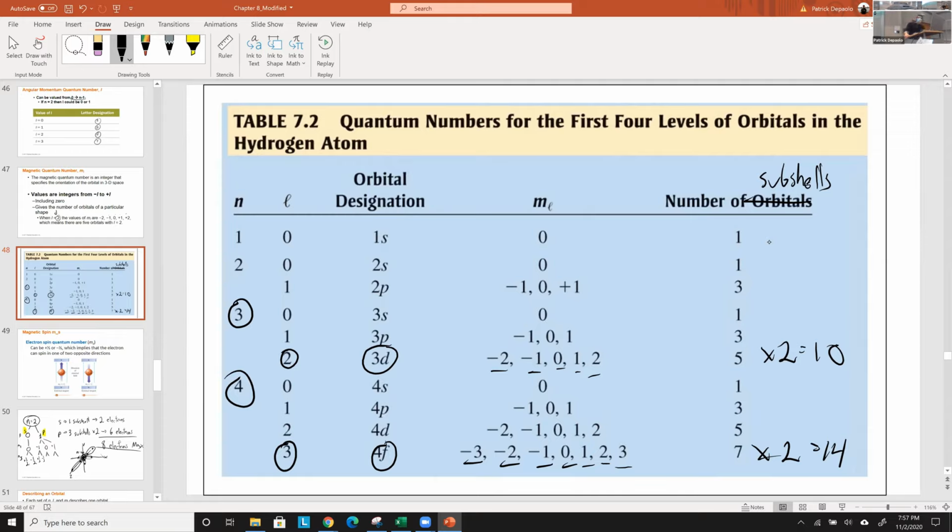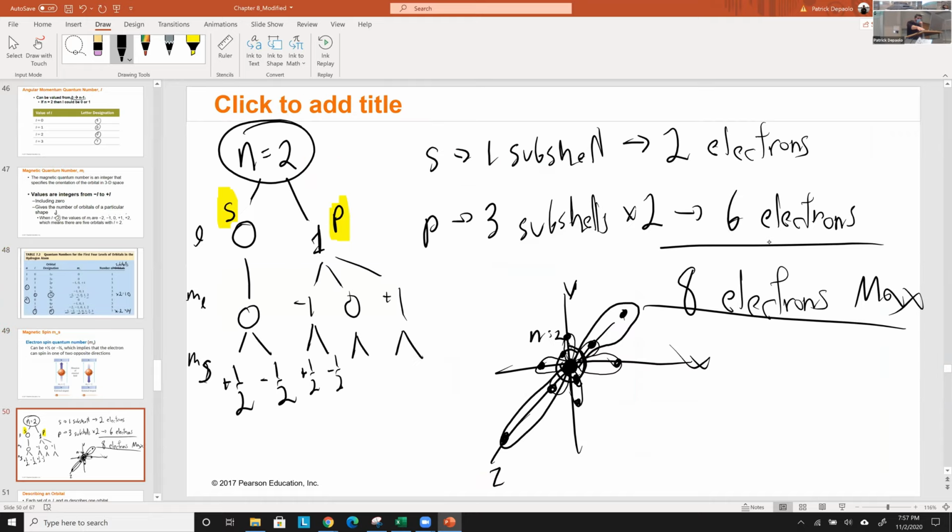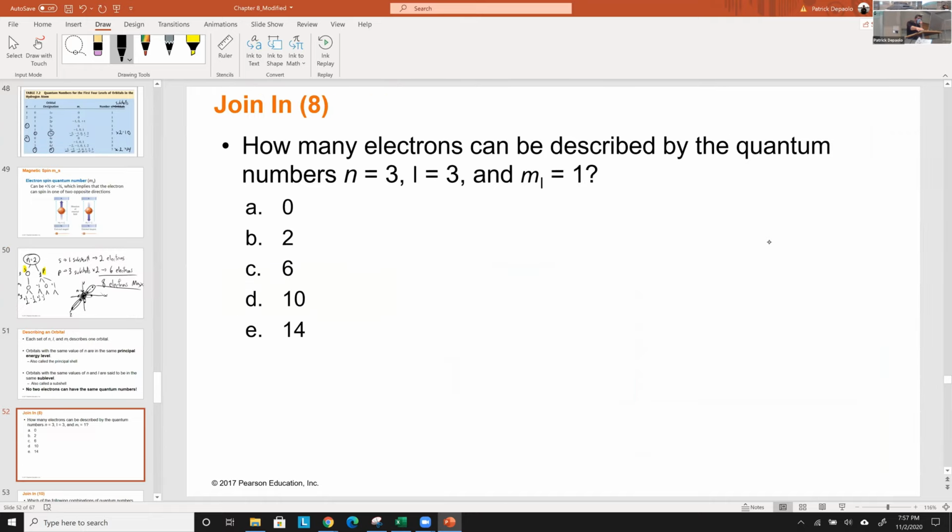Okay, does that make sense? All right, so basically we're just trying to see where the electrons go in the element or in the atom. Once we get to the periodic table, this will make a lot more sense. Trust me. All right, so we have that.